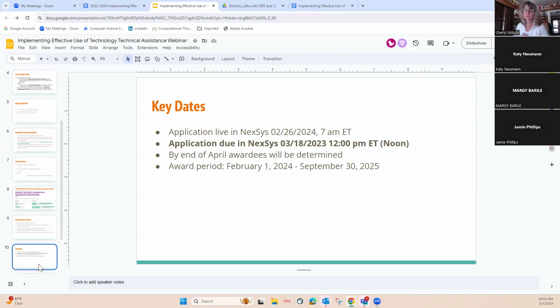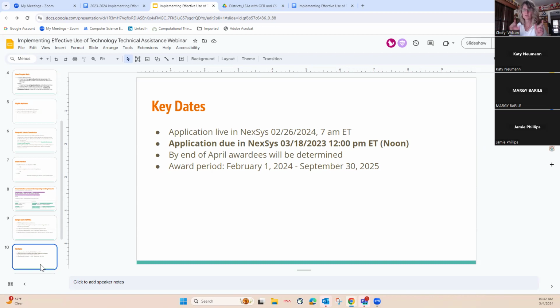The application dates: this actually opened last week, Monday. And applications are due March 18th, which will be 2 Mondays from now, at noon. We will definitely be looking by the end of April to have awardees determined. The award period would start February 1st and go through September 25 of next year.